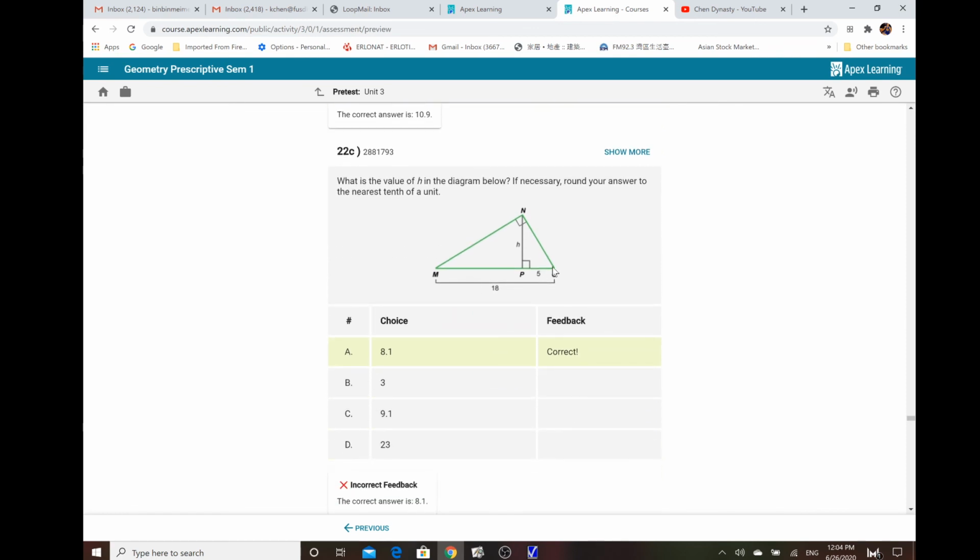So here's another one, just so you are aware of it. In order to apply the base, you need to subtract 18 by 5, or subtract 5 from 18. So you get 13. So h over 13 equals 5 over h. And then cross multiply, so h is 8.1.